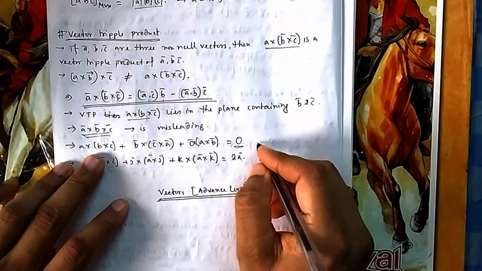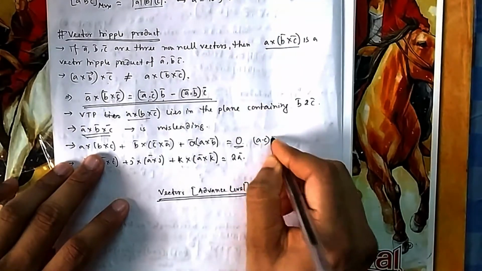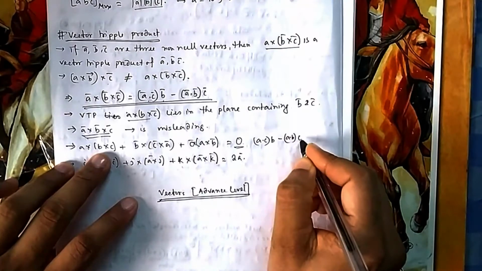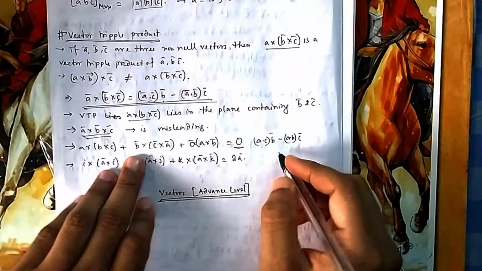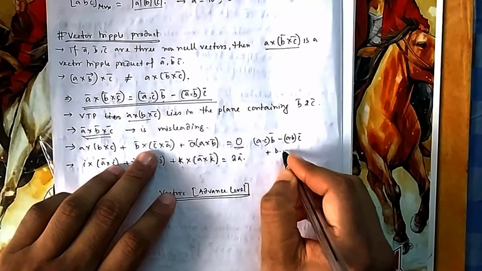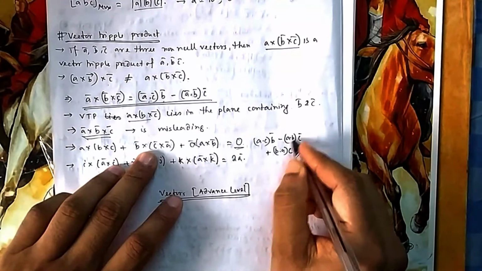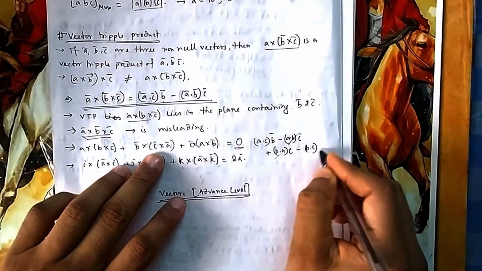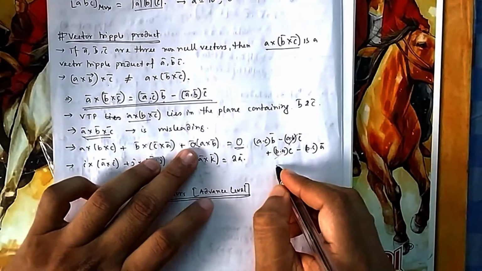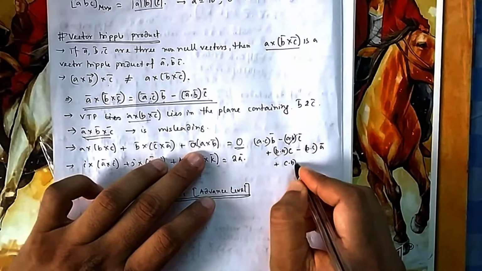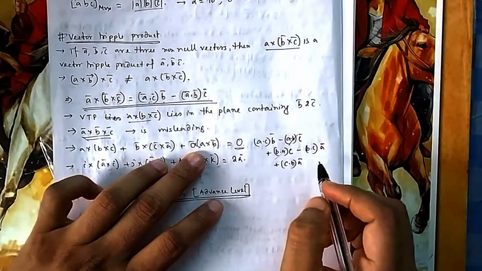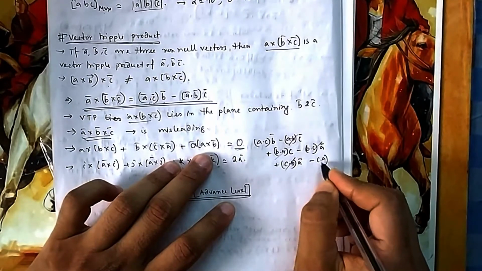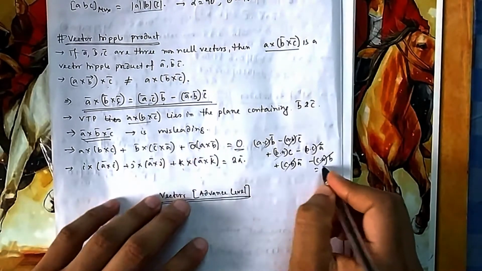Or if you want to do it, it will be (A dot C)B minus (A dot B)C, then plus (B dot A)C, minus (B dot C)A, then plus (C dot B)A, and the last one is (C dot A)B. You can see these are all cancelled, so it is 0.